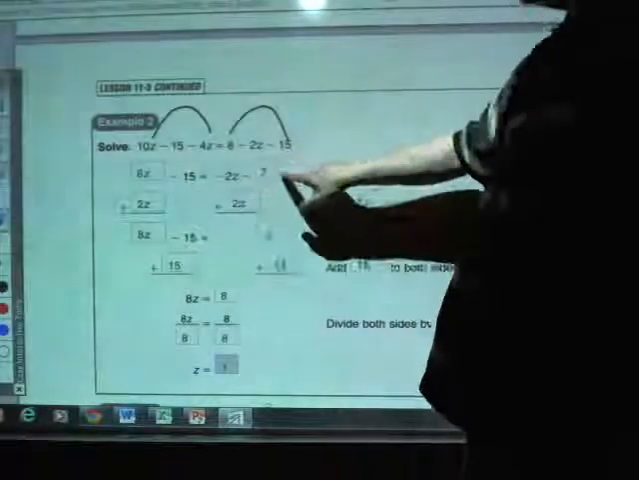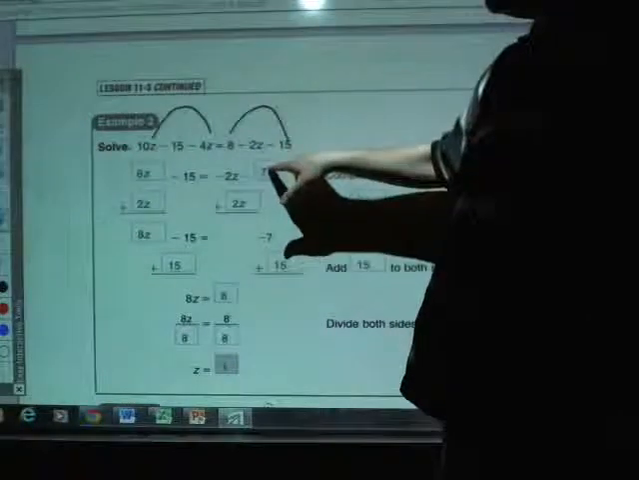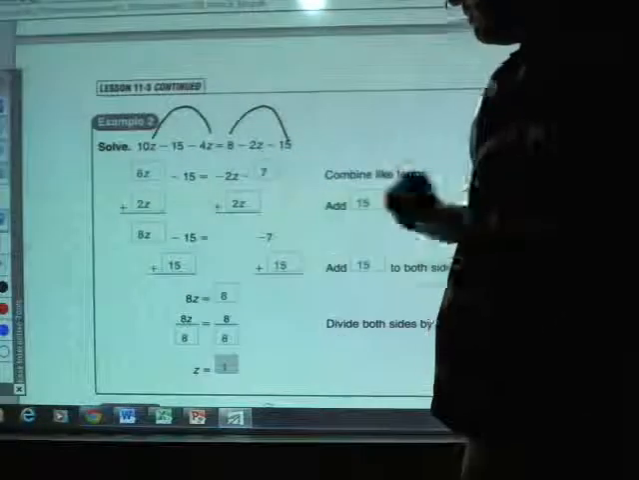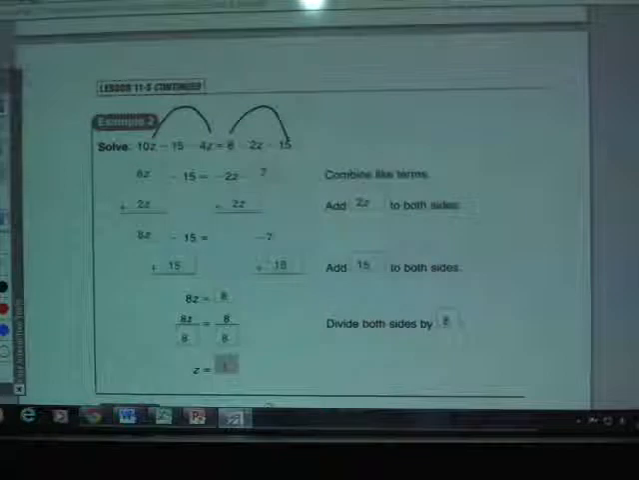The 15, being the integer, is going to have to go over to the right side and join 7. And I'm adding 15 to both sides, again, me doing the opposite. And when I do that, I end up with 8z equals 8.